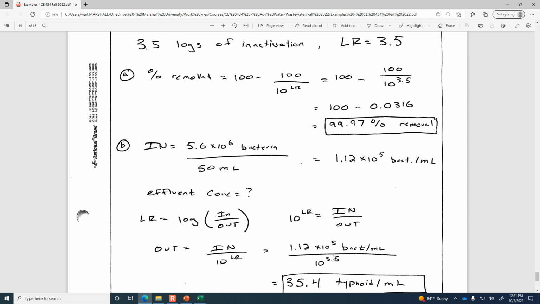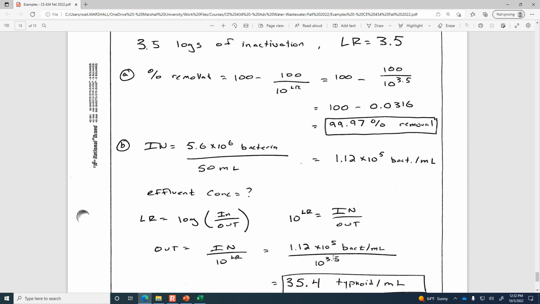So the alternate way is that we have 99.96837% removal. Okay, so if we start off with 1.12 times 10 to the 5th bacteria per ml, then let's find out how many are going to be removed. So I'm going to say 1.12 times 10 to the 5th, and then multiply that by 0.9996837.